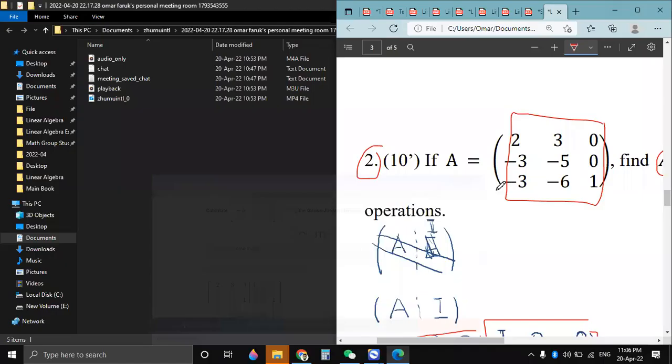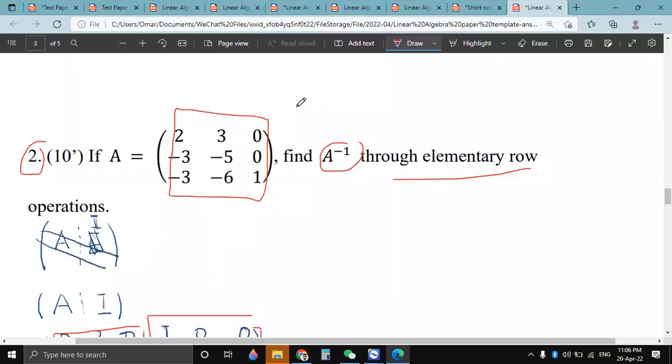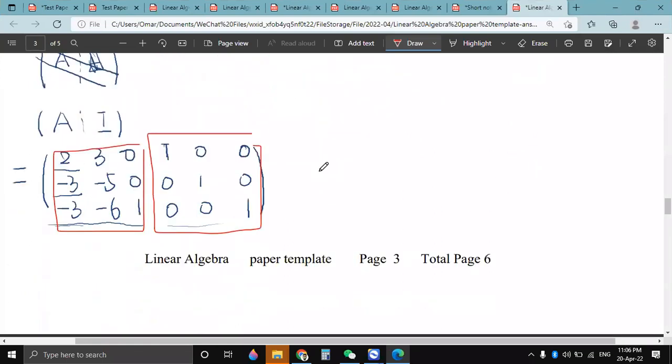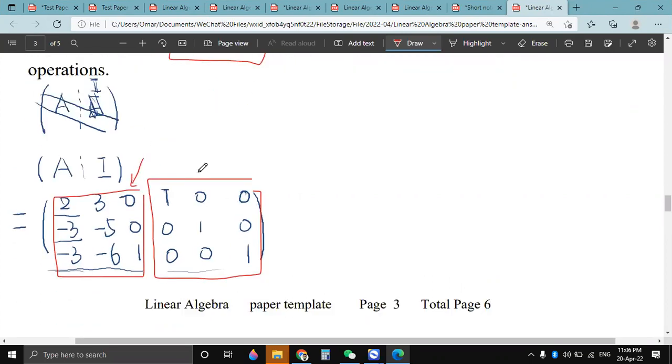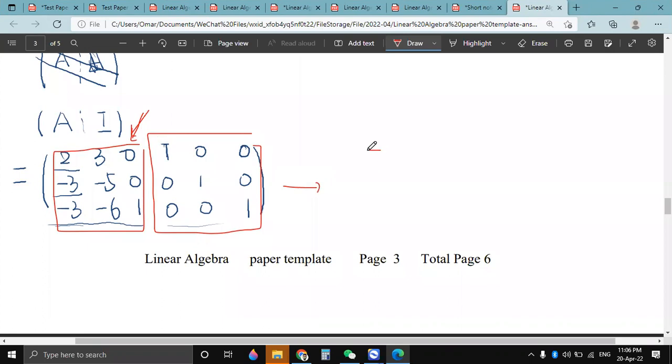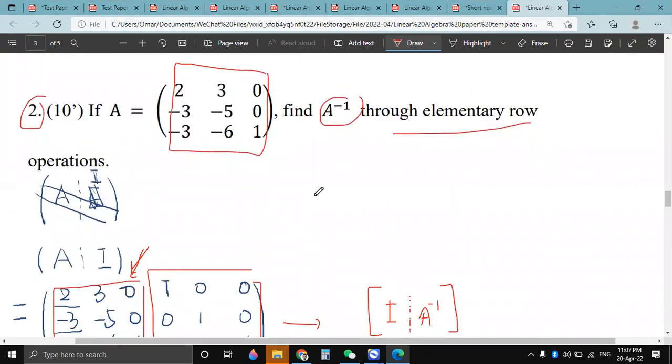So guys, let's go back to our question. This is our first matrix, and we do row operations and get the identity matrix here, and on the right side there will be our inverse matrix. It will be our inverse matrix after doing row operations. I think you guys can understand, right?